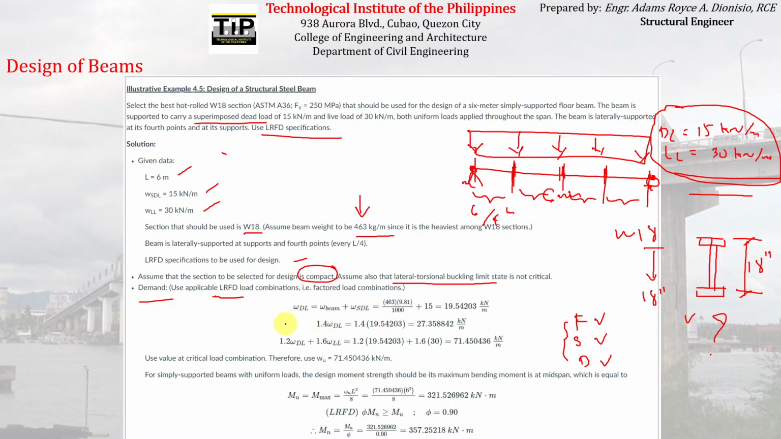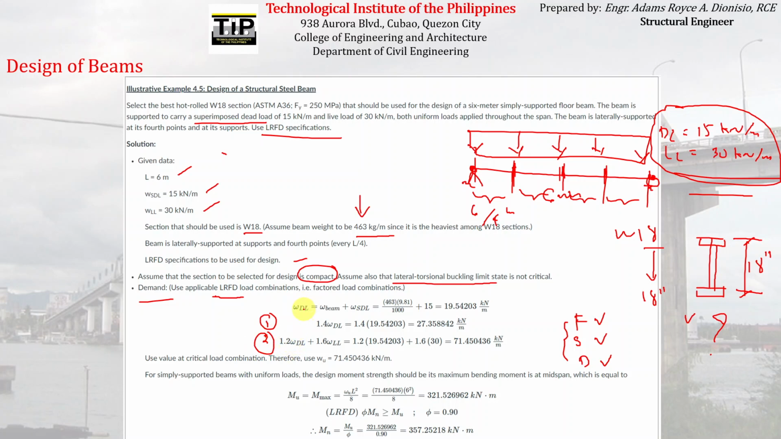For the case of LRFD, there are actually many load combinations of dead load, live load, wind load, or quake load. Since we are just dealing with dead load and live load, the load combinations that we will consider are the first one, 1.4 dead load, and the second one, which is equal to 1.2 dead load plus 1.6 live load.